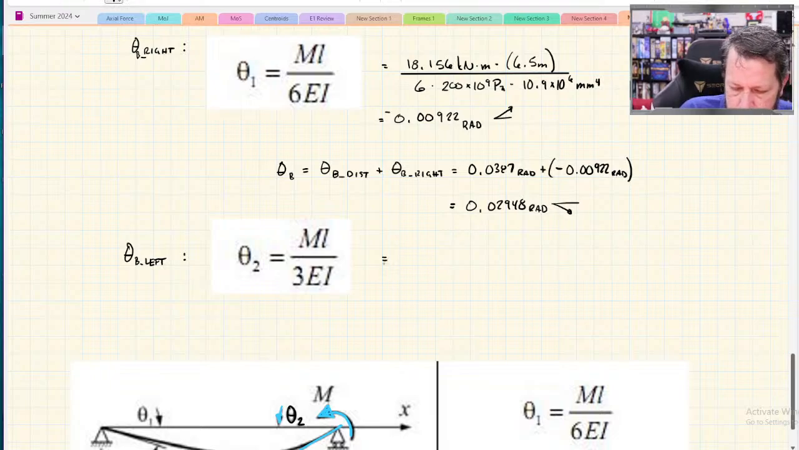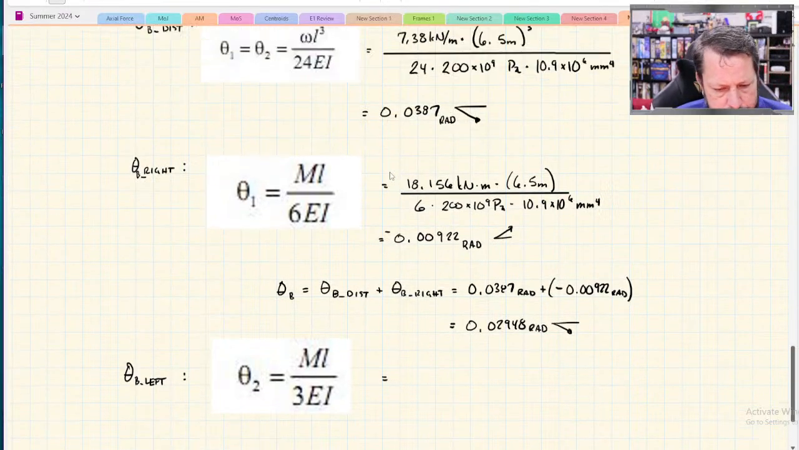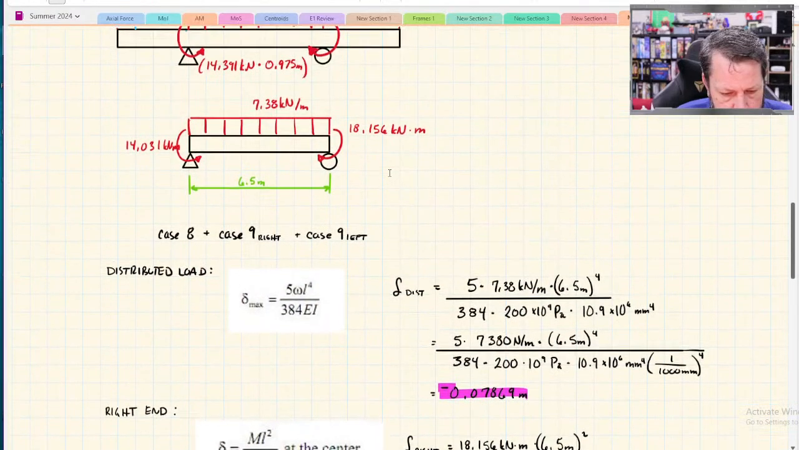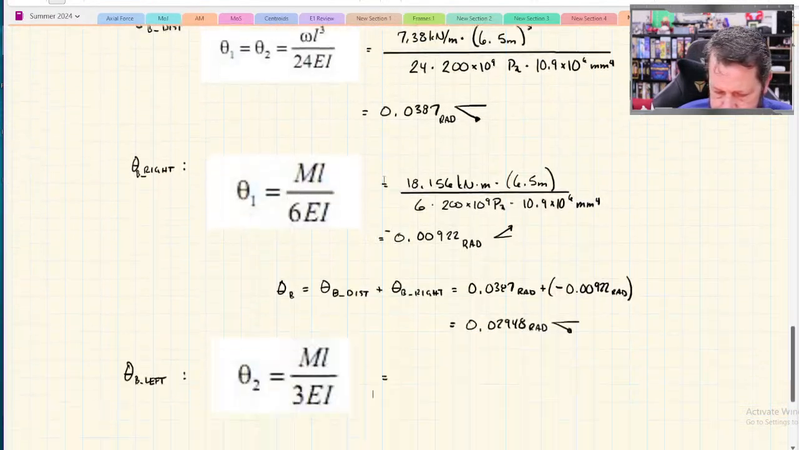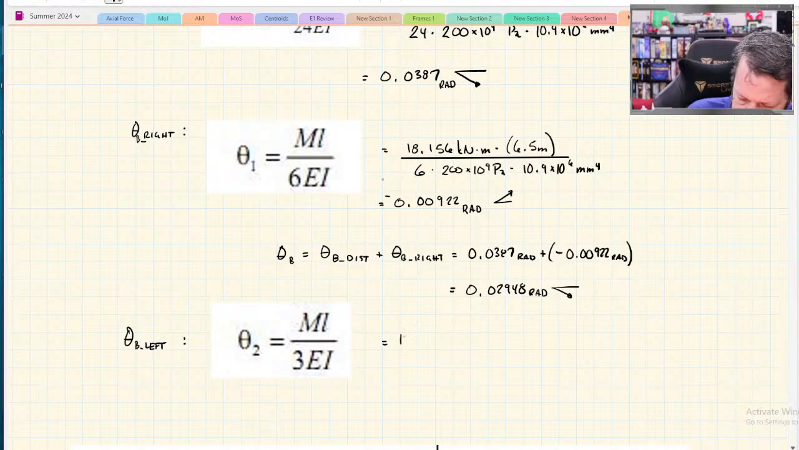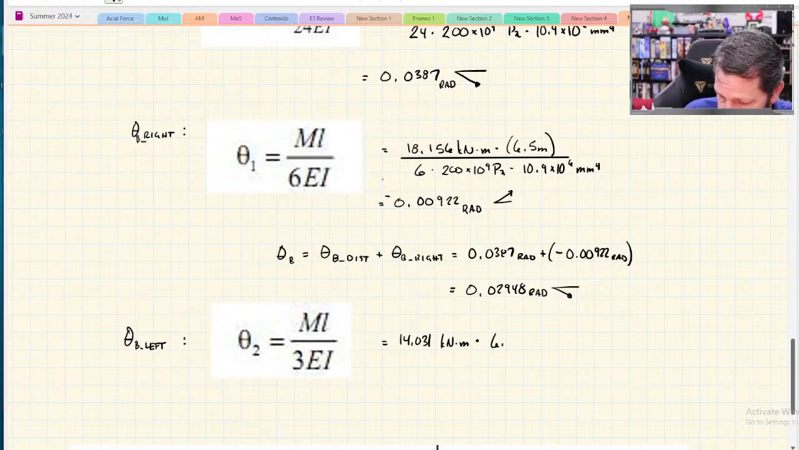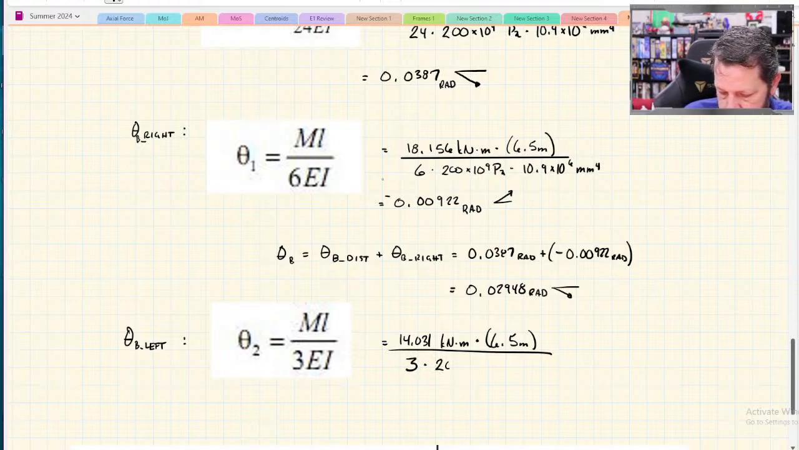So this will equal M, so this is the 14.031 kilonewton meters. L is still 6.5. And the denominator is almost exactly the same, except it's 3 times E times I.